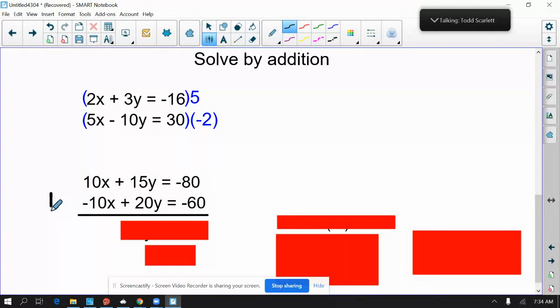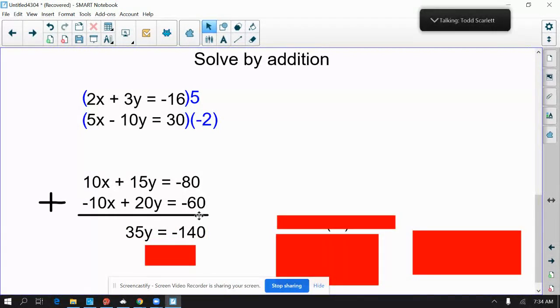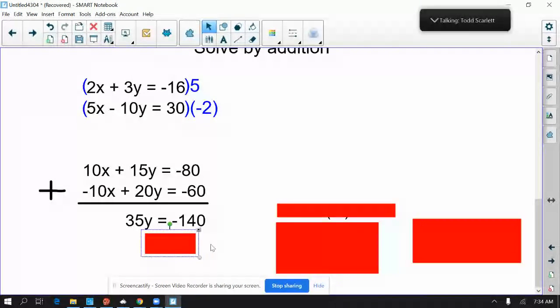I can add these two equations. And 10 plus negative 10, that will eliminate. That equals 0. The y's don't cancel out, but that's okay. It becomes 35y. If I add these, I get negative 140. Divide by 35, I get y equals negative 4.